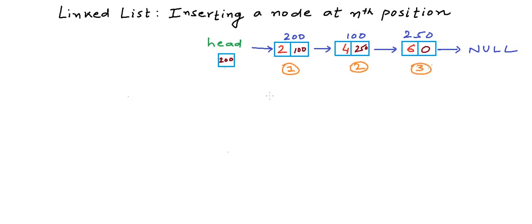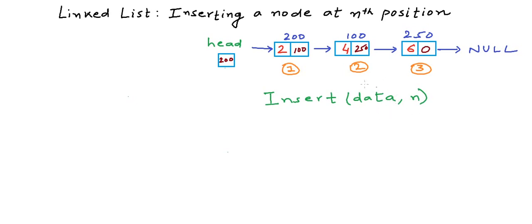node, and we want to write a function insert that will take the data to be inserted in the list and the position at which we want to insert this particular data. So we will be inserting a node at that particular position with this data.